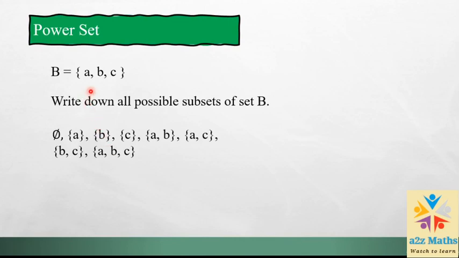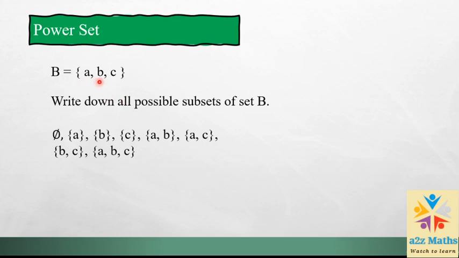For example, you have A, B, C, which are the elements of set B. So write down all the possible subsets. First thing we do is write down the empty set. As I told you, it will always come. Then write each single element, A, B and C. After this, you pick A, the first element, and join it with B and C one by one. So A with B and A with C. After this, you don't have any element which can be written with A. So now leave the A.